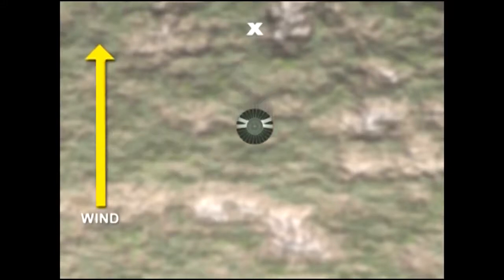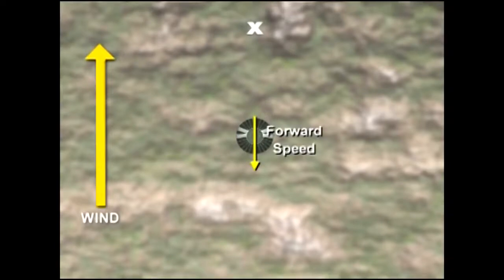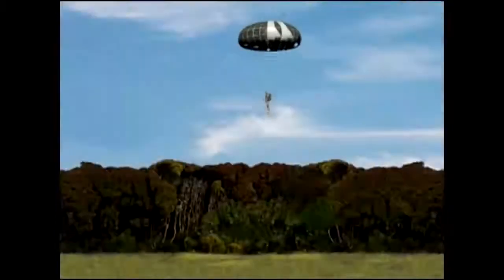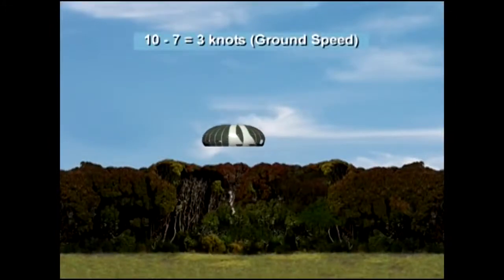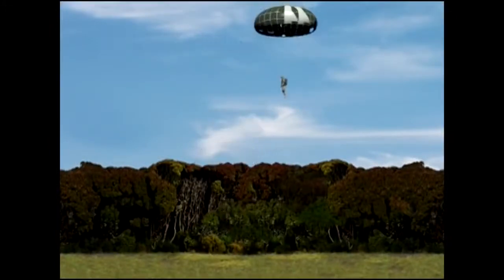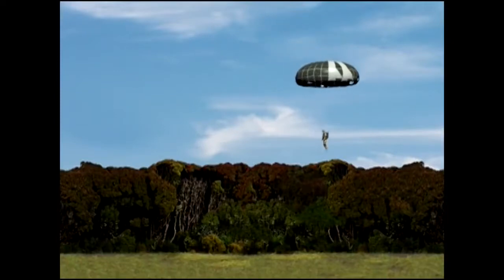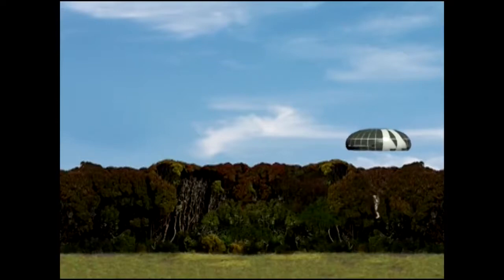Holding means facing your canopy into the wind. In this case, the canopy's forward speed works directly against the wind. For example, if you hold your 10-knot canopy in a 7-knot wind, you'll move forward across the ground at 3 knots. Keep in mind that if the wind velocity exceeds the forward speed of your canopy, you'll drift backwards.